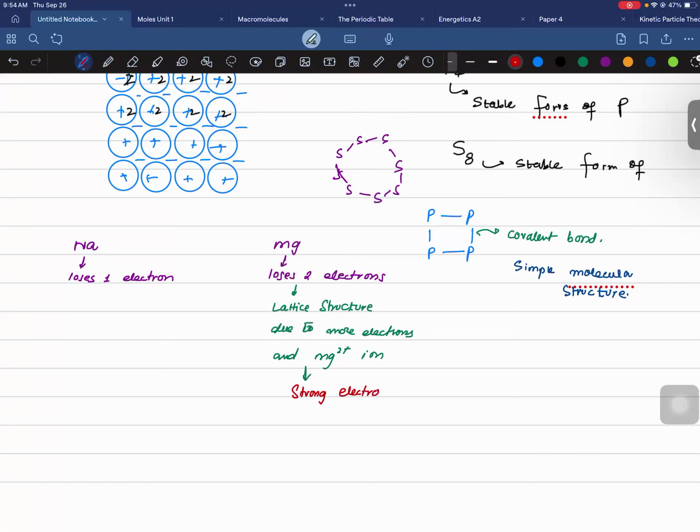If you say that this is an intermolecular force, this is completely wrong. Intermolecular forces don't exist in ionic compounds and also in metallic structures. So it is a strong electrostatic force of attraction.